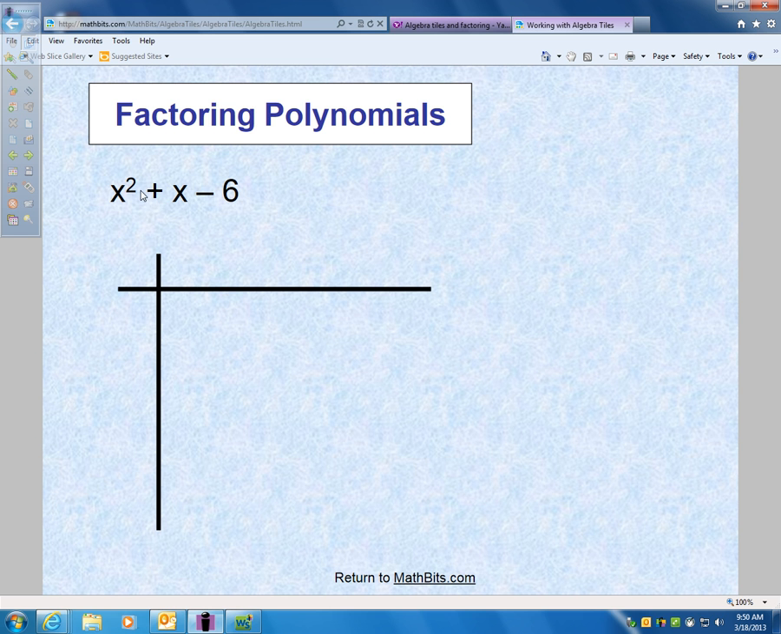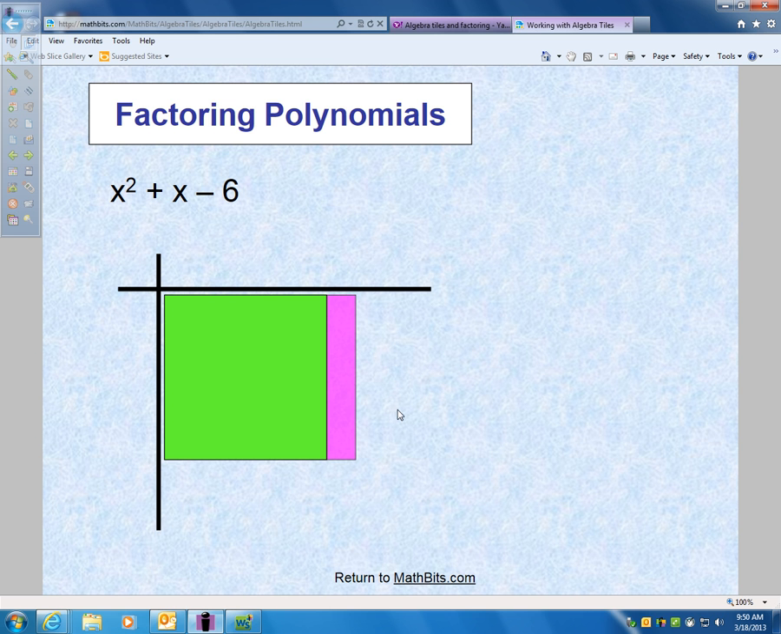Let's do one more. We have x squared plus x minus 6. So first of all, I got to get out that x squared tile, and that minus 6. And you notice that's not working. Okay? So what the heck am I going to do if this isn't working? This is one of the tougher ones.